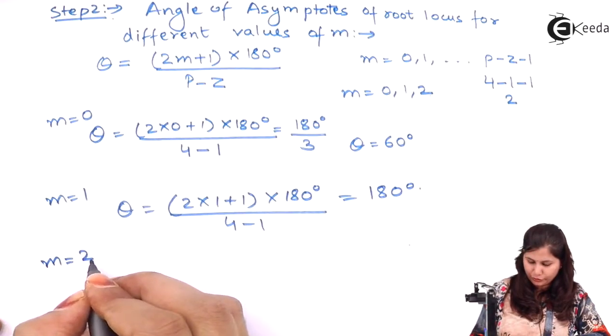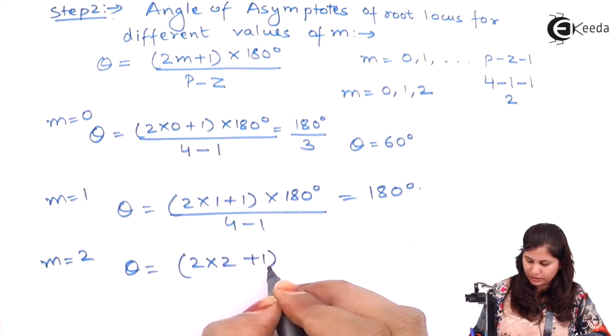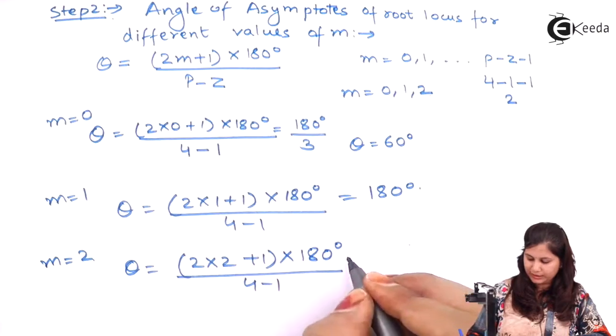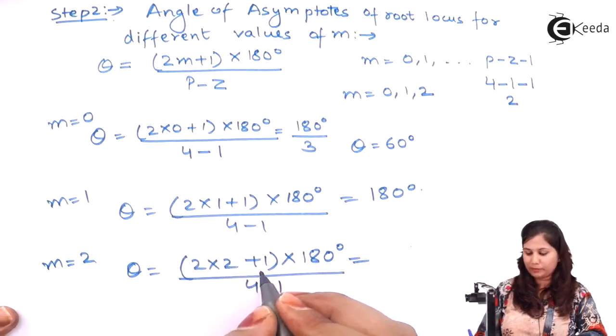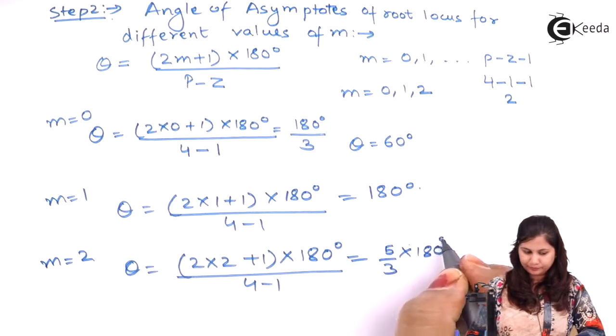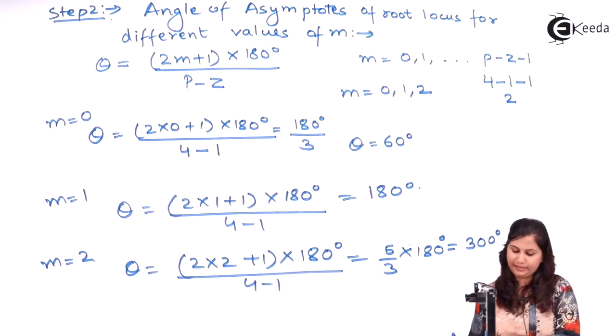Now for m equals to 2, we have theta as (2 into 2 plus 1) into 180 degrees upon 4 minus 1, that is 3. So 2 into 2, 4 plus 1, 5. So 5 by 3 into 180. So we are having the value as 300 degrees.